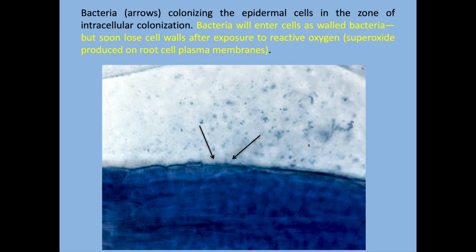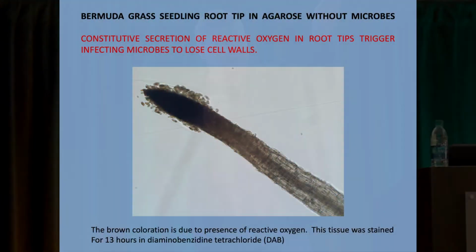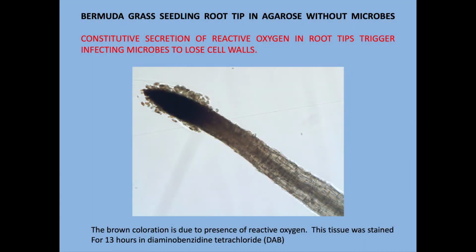The root tips actually show, even without the microbes, high production of reactive oxygen. This brown area shows where a lot of reactive oxygen is produced. We think that it secretes that all the time there. They're secreting the reactive oxygen, probably because as the microbes enter, they're going to be converted to protoplasts right away. They're going to be hit with reactive oxygen.